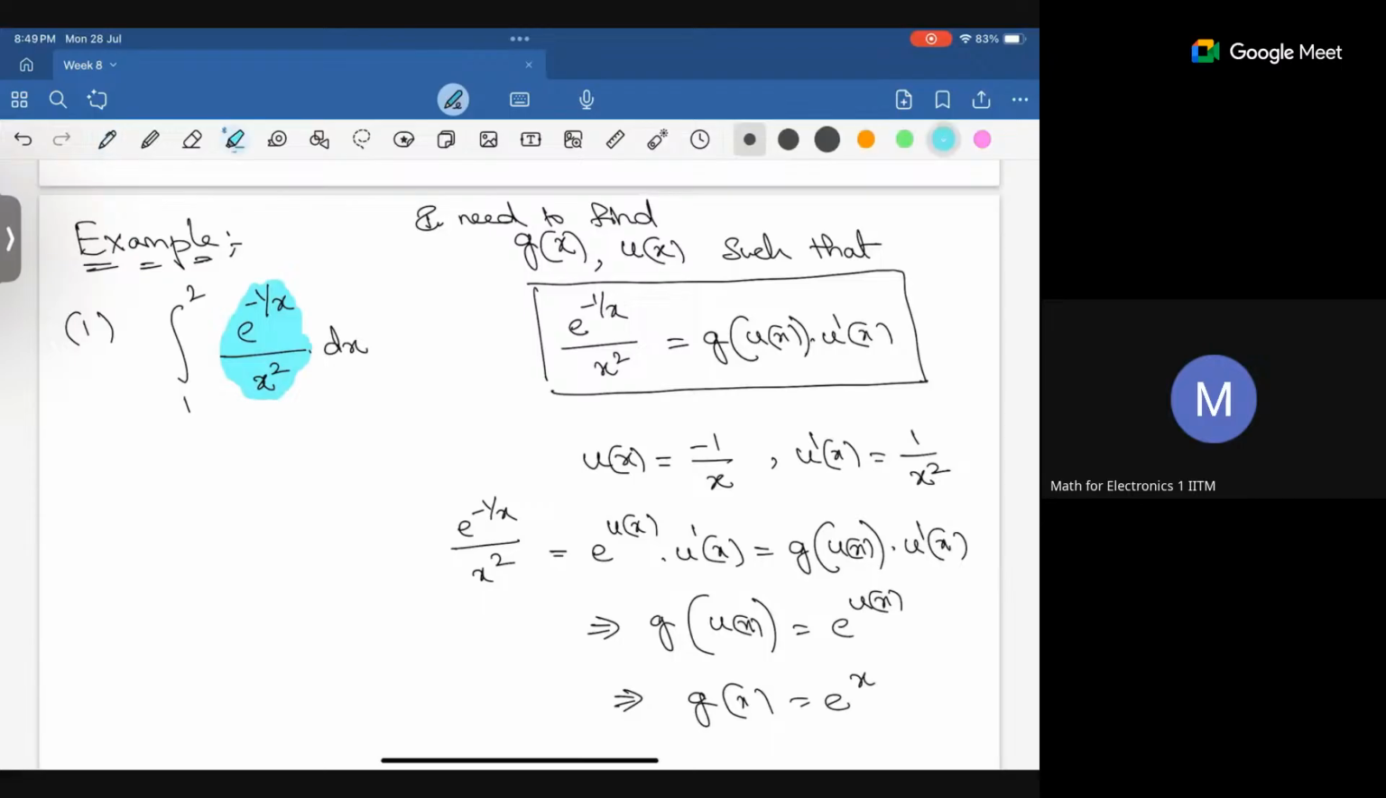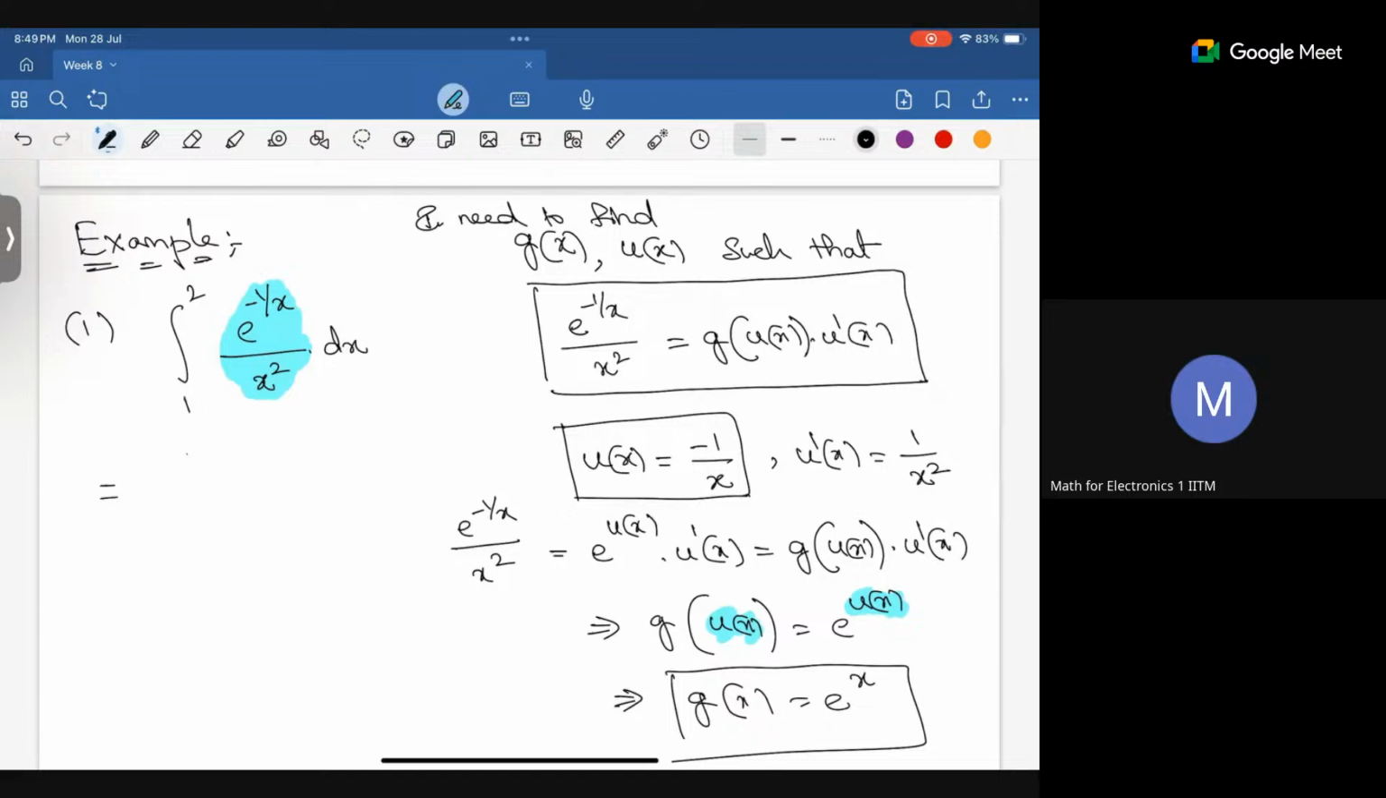So you have u of x that came in the power. When you simply have x instead of u of x, all you have to do is on the right side also replace u of x by x. Once we got this g of x and u of x, we know that g of u of x into u prime of x is e power minus 1 by x divided by x square.